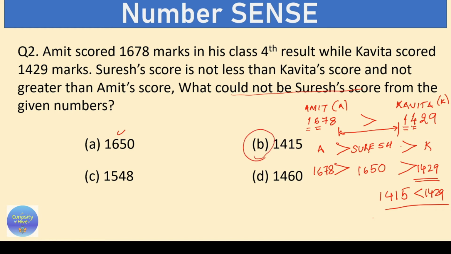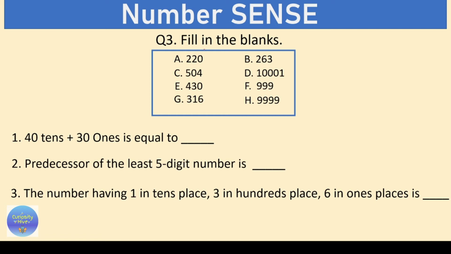Let's check the other numbers. 1548. Well, 1548 is again in the given range, which is greater than 1429 and less than 1678. Similarly, 1460 is also in this range. So our right answer is option B, which cannot be Suresh's score because it is lesser than Kavita's score, which is not the condition. Next question is fill in the blanks.